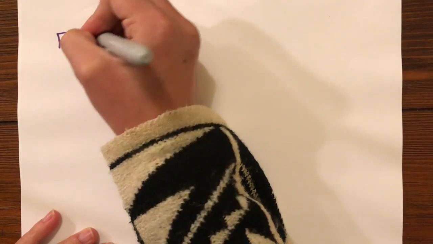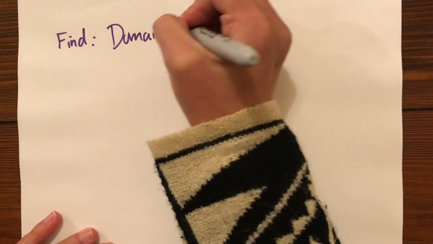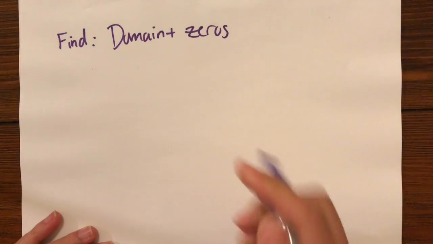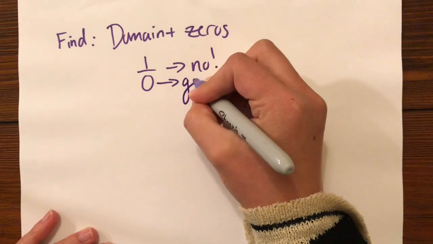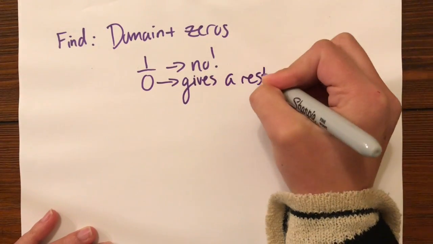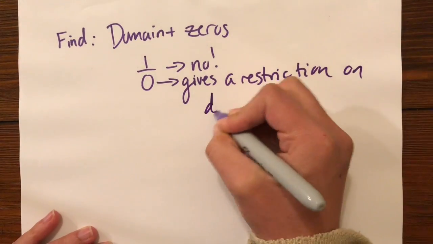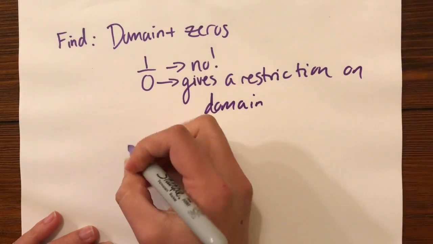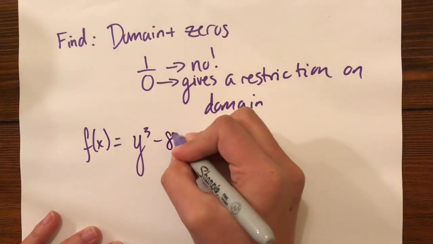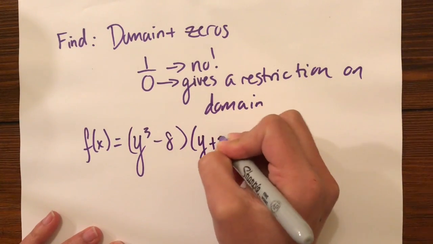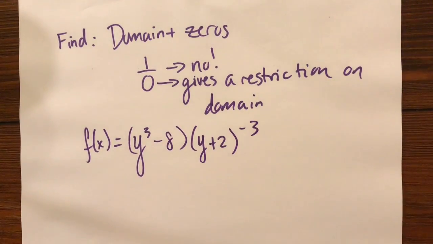Moving on. We have now where we're going to have to find the domain and the zeros. Okay, domain is all possible values for x, right? And what you have to pay attention to is that if I have 1 over 0, this is a bad thing, right? So anything that makes the bottom 0 is going to give a restriction on your domain, okay? So anything that makes the bottom 0 is a big no-no.